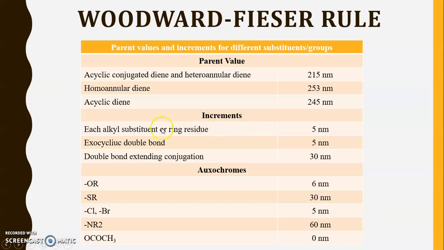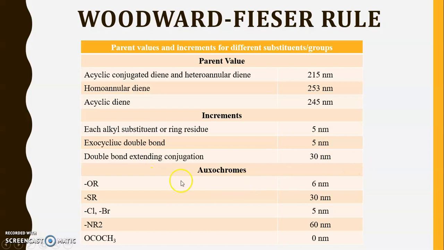These increments correspond to each alkyl substituent or ring residue as 5 nanometer. Suppose two alkyl substitutions are present on the diene, then we have to consider 5 into 2, that is, we have to add an increment of 10. Further, if an exocyclic double bond is there, 5 nanometer. If a double bond is extending the conjugation, means in addition to the diene, if a third double bond is there in conjugation, then we have to add an increment of 30 nanometer.